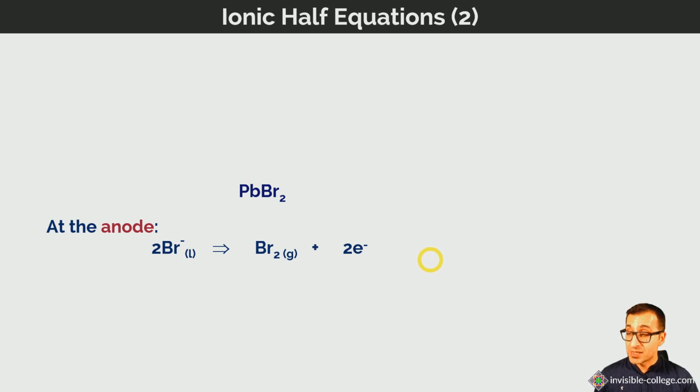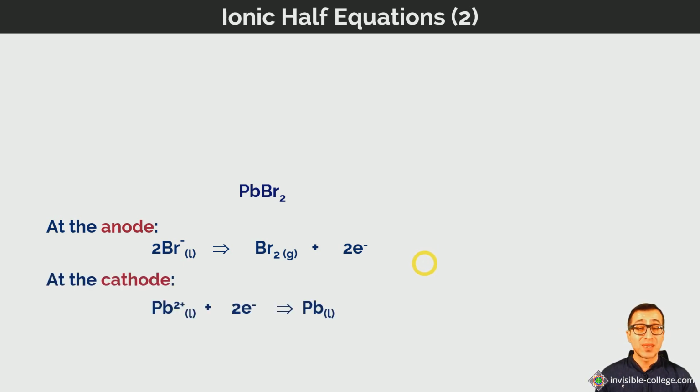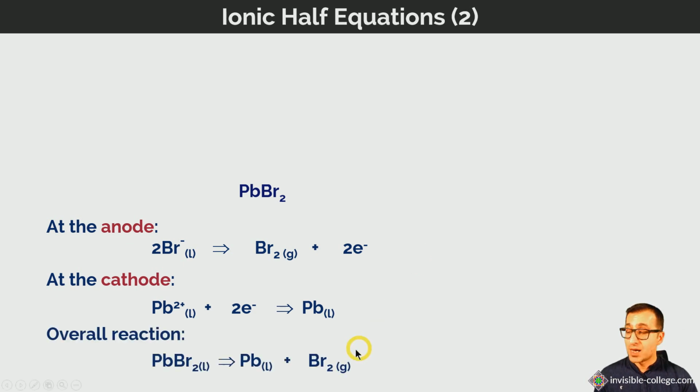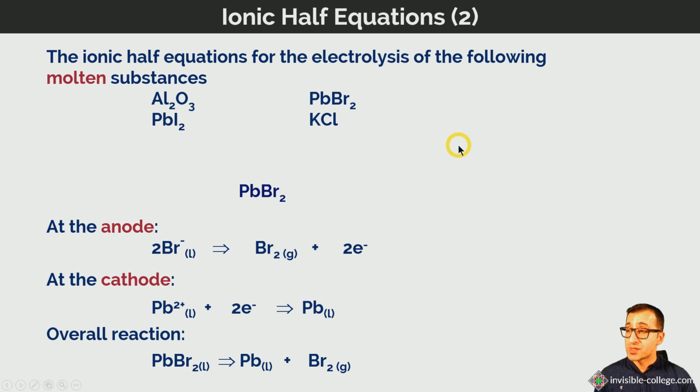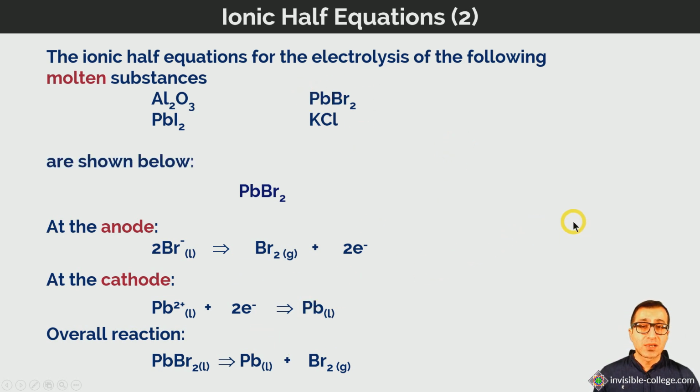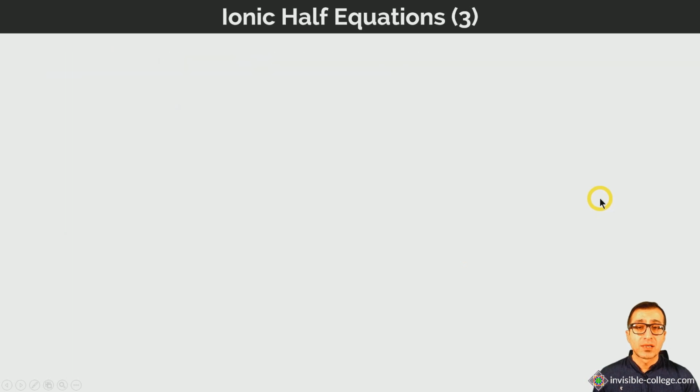This will form an atom of lead which will be in the liquid state. So in this case the overall reaction is lead bromide forms lead liquid and bromine gas. So again we see the ionic half equations for the electrolysis of lead bromide here. Let's take a look at what happens when we look at lead iodide now.